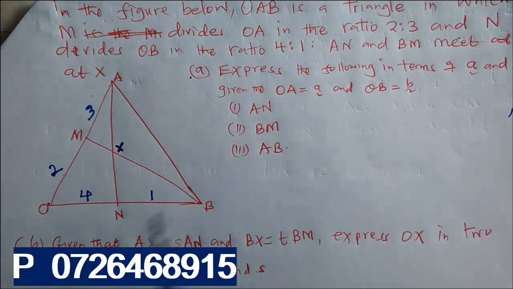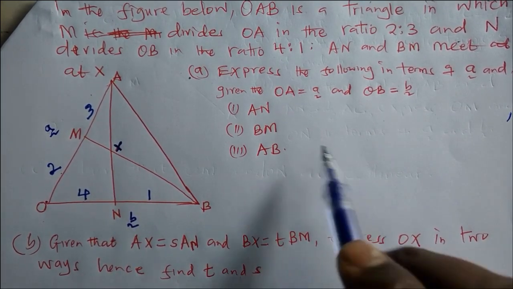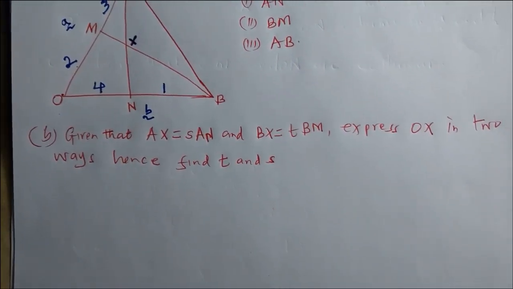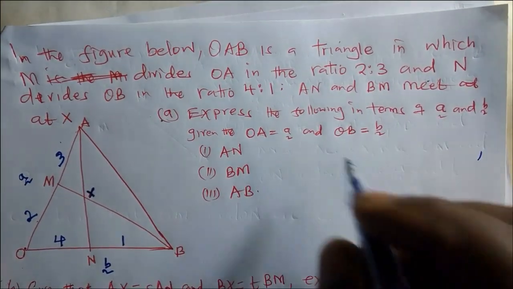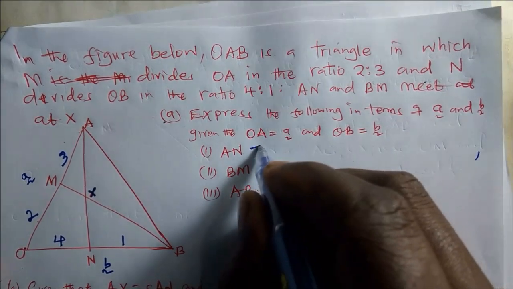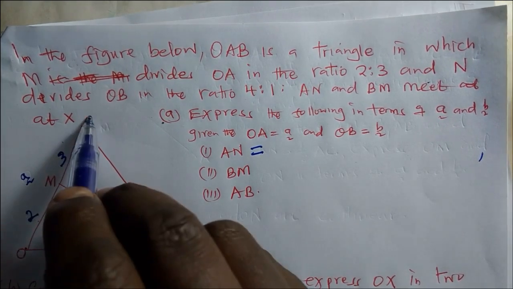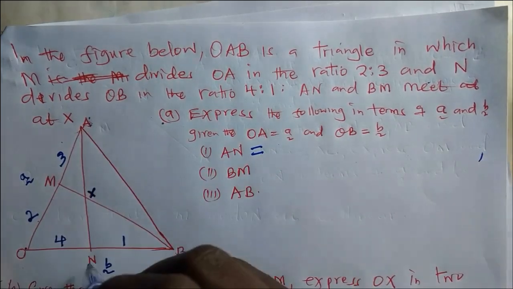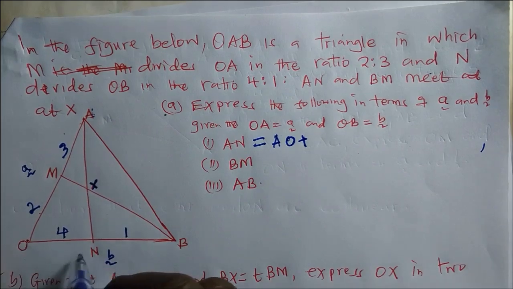So we have been told that OA is vector A, OB is vector B. Express AN in terms of A and B. So let's start with part A. To express this, we can even express them here. AN is equal to AO plus ON.